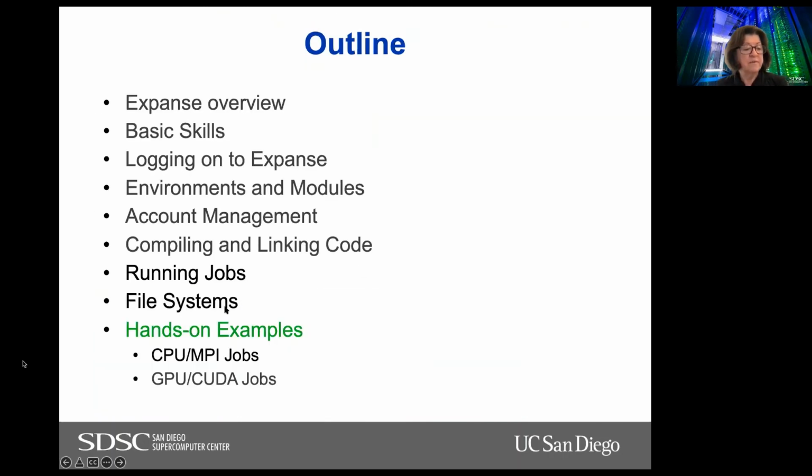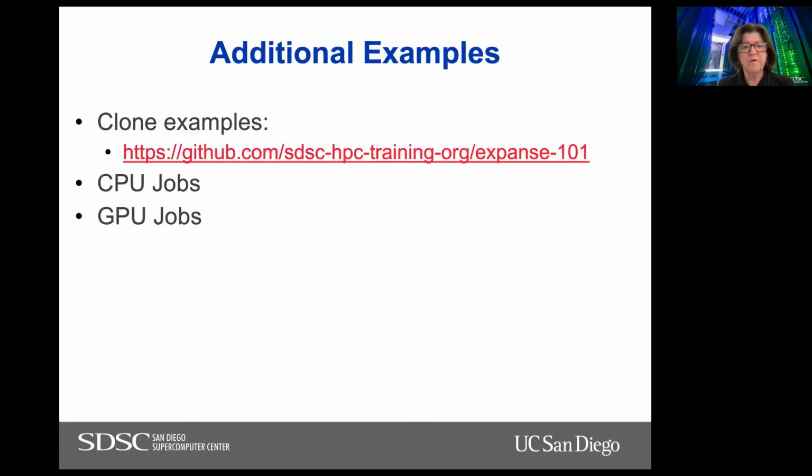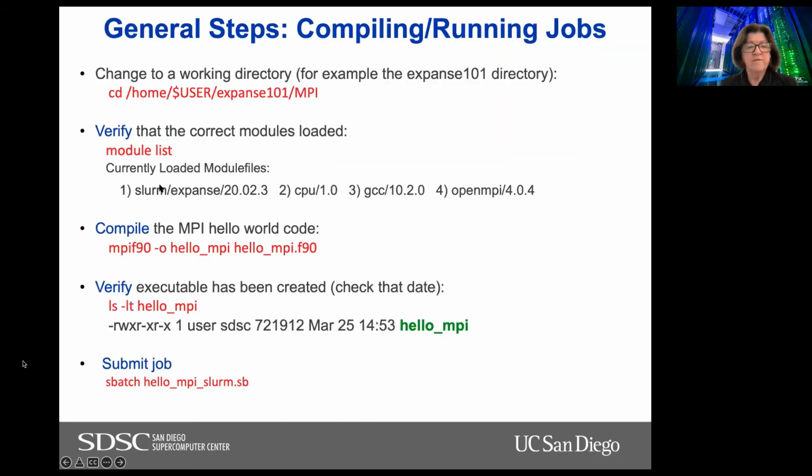Good, so now we're looking at some specific hands-on examples. We have a training repository with some examples in it, and I have moved them also into another repository that I'll give you a link to. You want to clone the examples from somewhere, and there are many places where you can find them. We have examples for CPU and GPU. The general steps to compile and run a job: go into your working directory, for example in the Expanse 101 repository, into the MPI examples.